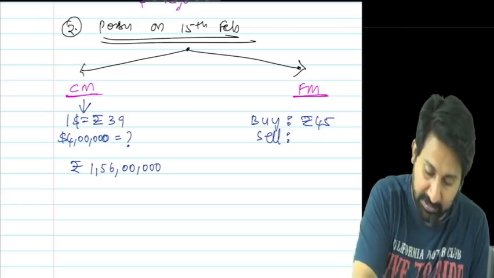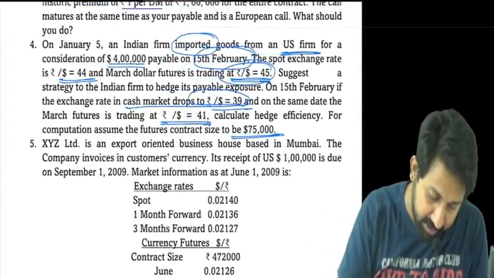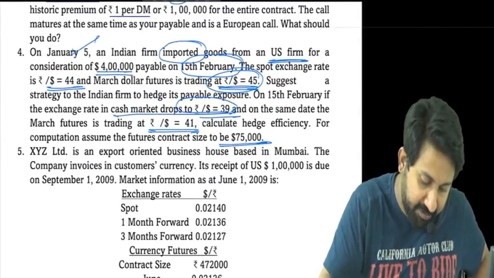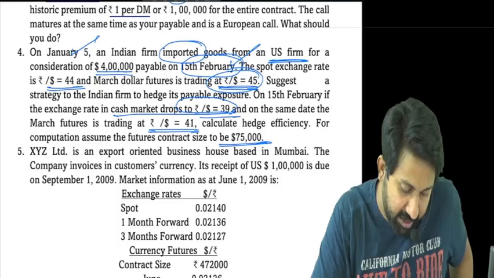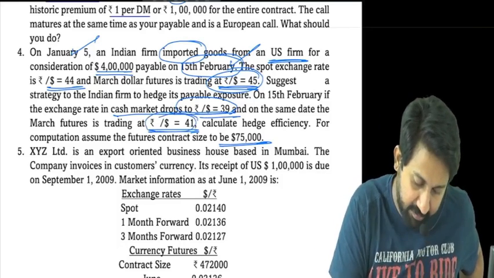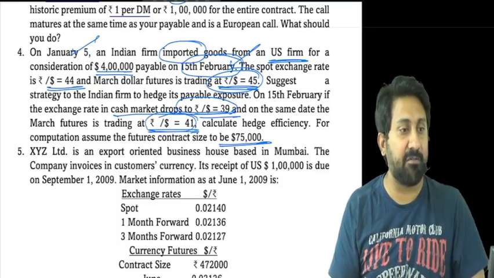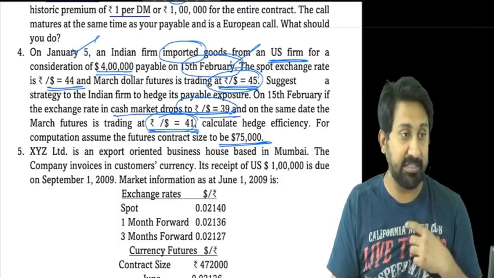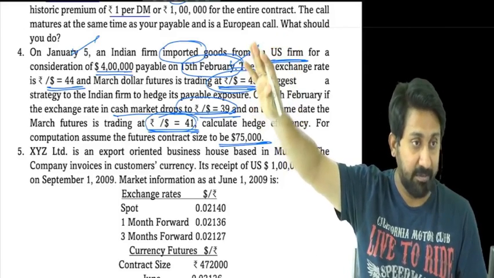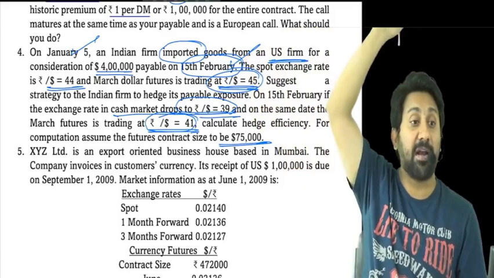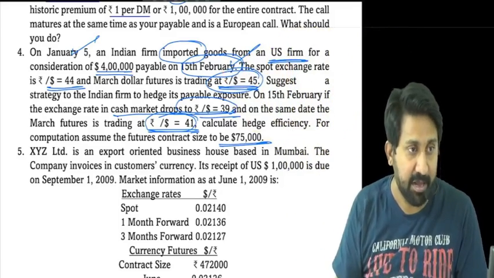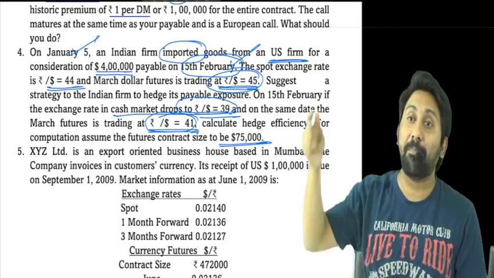Sorry, one second. Here, if you observe clearly, this is January 5th, payable on 15th February. March futures are trading at 41. Why March futures are at 41? Why is it not 39? Due to one reason. They opened this contract on January 5th. The real expiry in the market may be March 15th. I am coming before maturity date, on 15th February. Therefore, I should give the rate prevailing on that day.